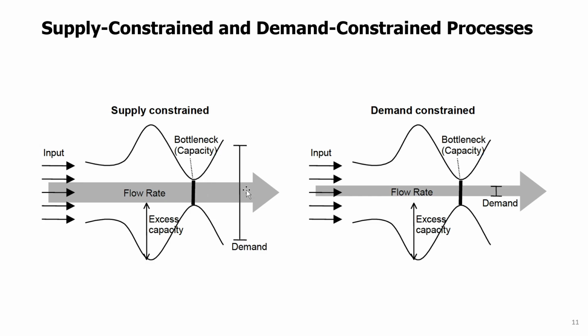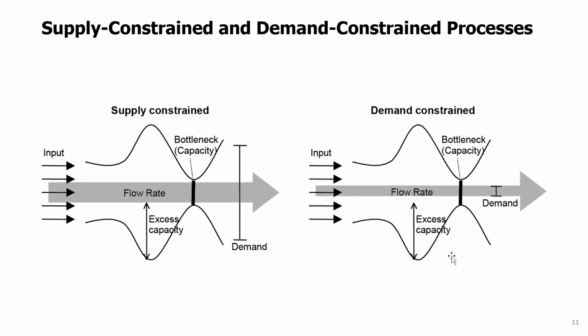Notice that the demand here is very high, much larger than the capacity of the step. Recall that all these measures are rates. So input is the rate at which we can get input in some units of the product per unit of time. The capacity of each of those steps, including the bottleneck, is the number of units we can process per unit of time. And the demand is the number of units that we can sell per unit of time.